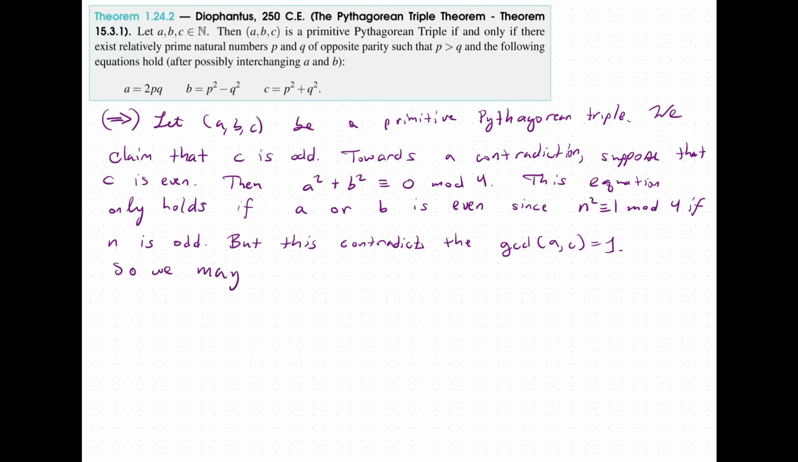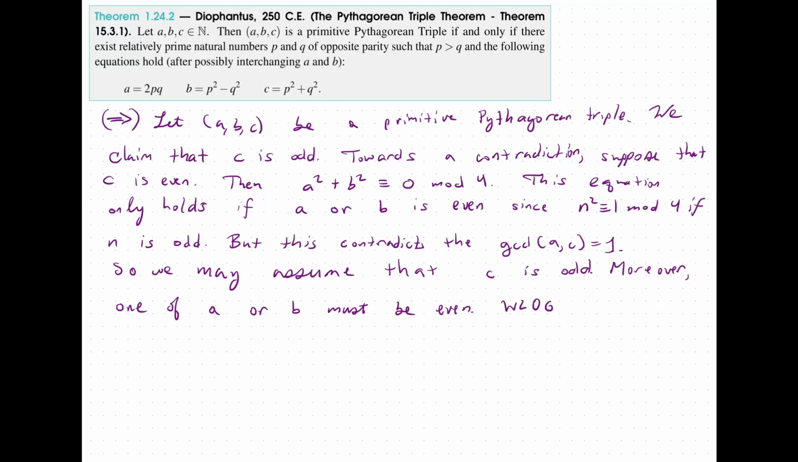So we may assume that C is odd. Moreover, one of A or B must be even. Without loss of generality, we assume that A is even and B is odd. Since they're relatively prime, we know that B must be odd.